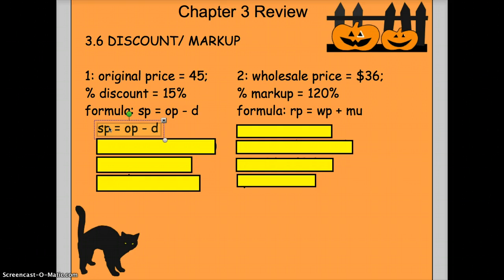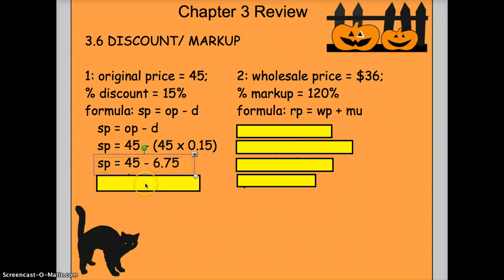Of course, you need to write your formula, plug in your numbers. Notice my original price was 45. My discount, I need to find out what 15% of 45 is. So I need to multiply those together. Then I can subtract, and I end up with my answer. Remember, we talked about a different way to do this. You could also say, well, if I'm going to take away 15%, it means I'm going to keep 85%. So if you did 45 times 85% as a decimal, you would get the exact same answer.